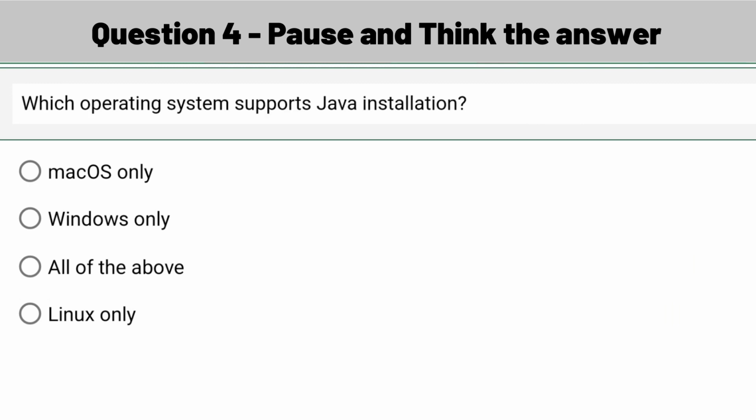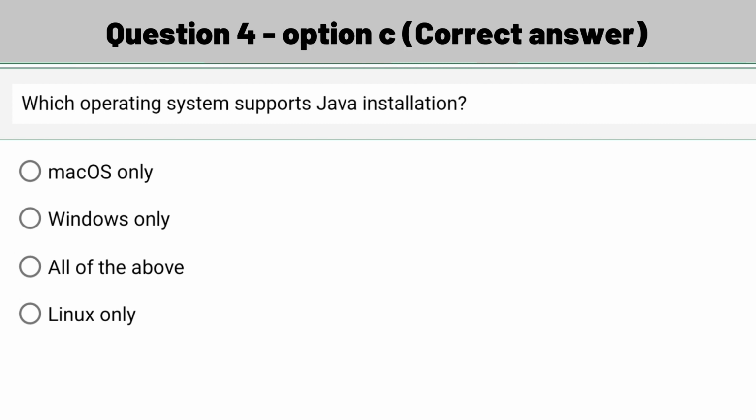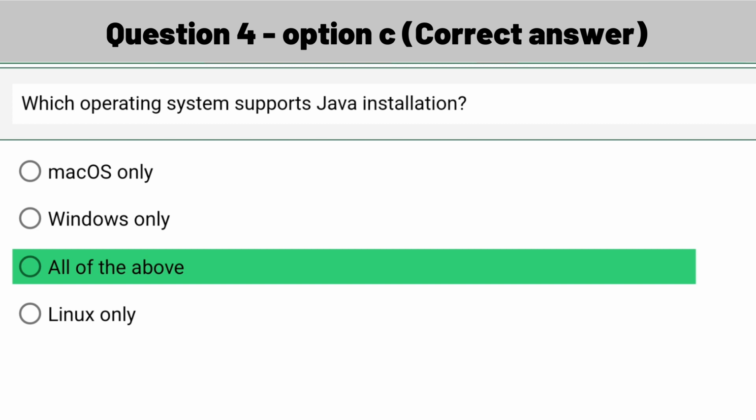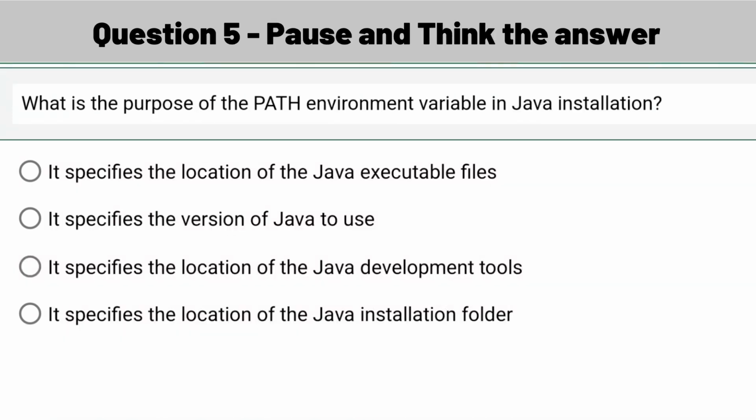Question number 4, which operating system supports Java installation? Option A, macOS only. Option B, Windows only. Option C, all of the above. Option D, Linux only. The correct answer is all of the above, because Java is suitable in each and every operating system.